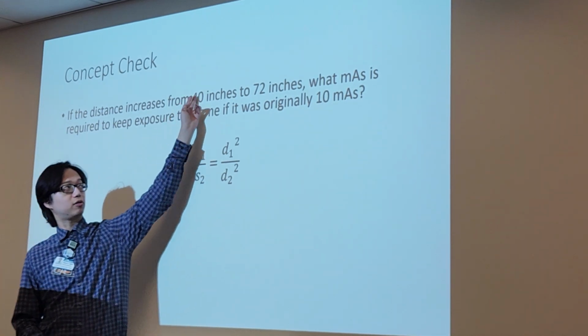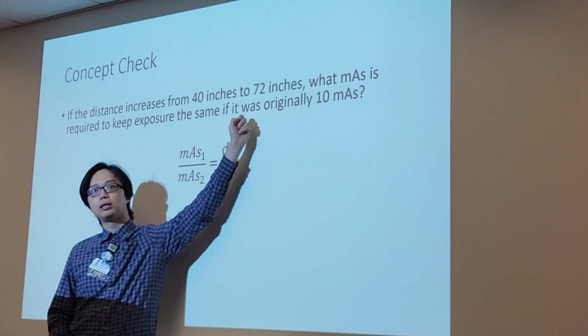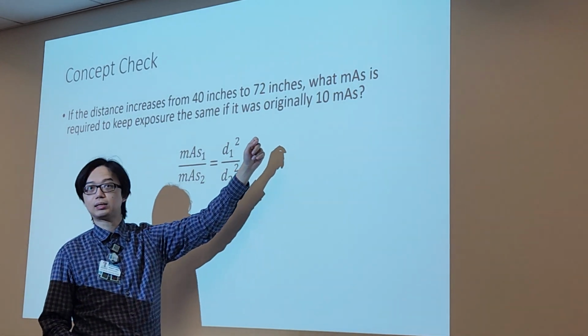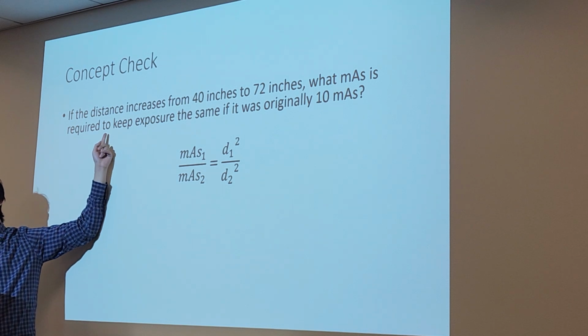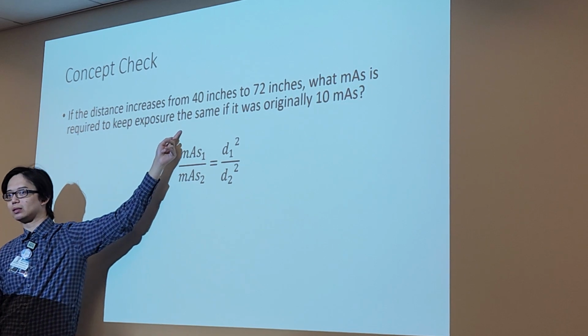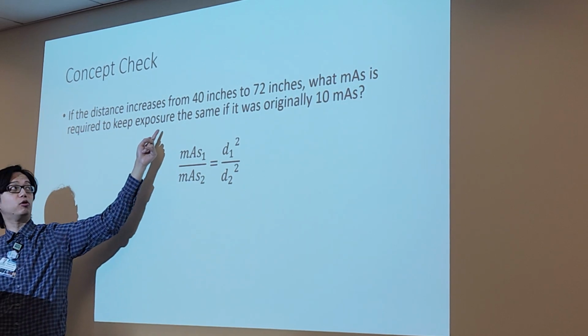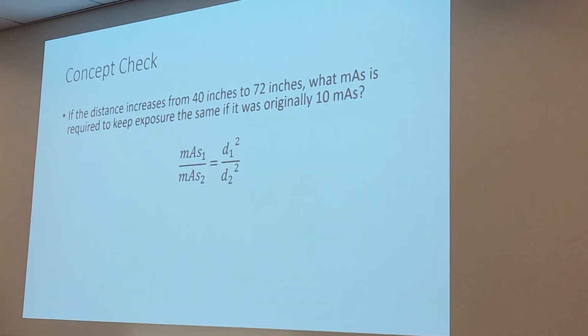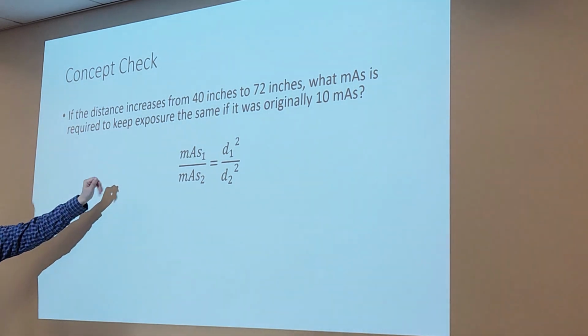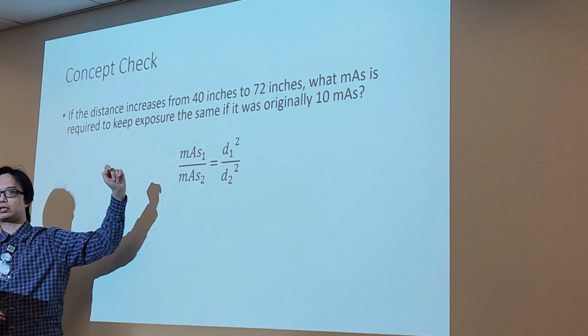Same distance, 40 inches to 72. But this time, we're not doing intensity anymore. What are we doing? Mass. What are we trying to do with this mass? Keep it the same. That's right. Maintain exposure. Keep exposure the same. So this is maintenance, which means which equation are we using now? Direct square law. Yes, very good. So we're maintaining, we're using direct square law.